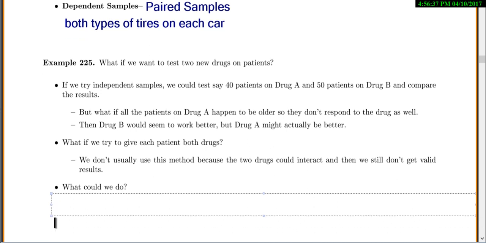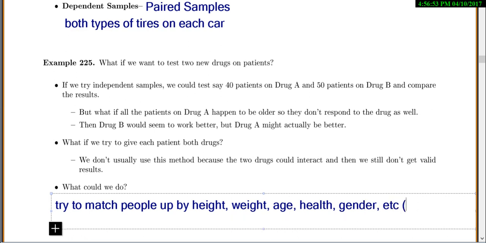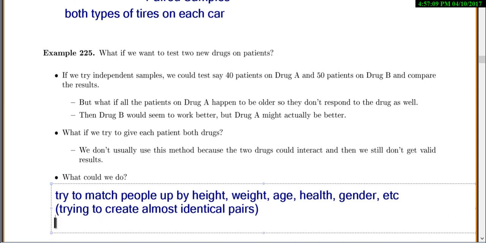So what can we do? This is where we do something like, what we're going to do is we're going to try to match people up by things like height, weight, age, health, gender, etc. So basically, we're trying to create almost identical pairs. Now, of course, no 2 people are exactly alike, so you're just trying to get people that are as similar as you possibly can.